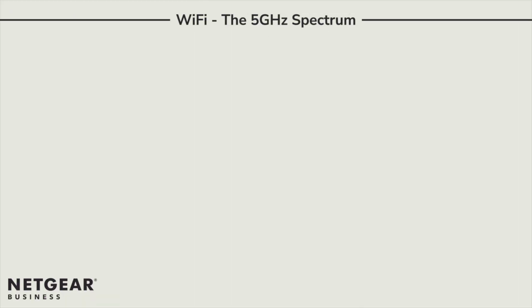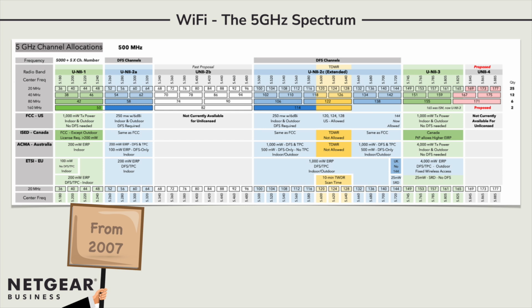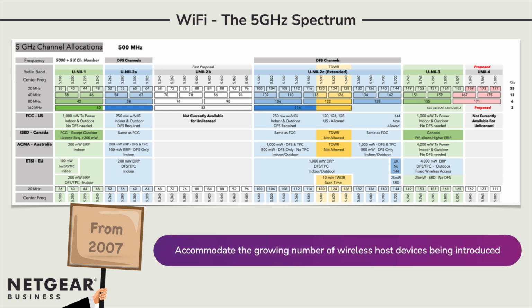From around 2007 onwards, the 5 GHz Wi-Fi band was made widely available alongside the 2.4 GHz band to accommodate the growing number of wireless host devices being introduced to both the commercial and residential technology spaces.